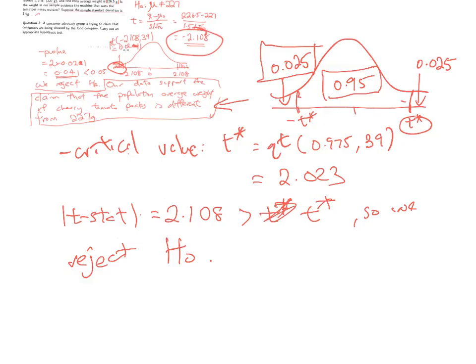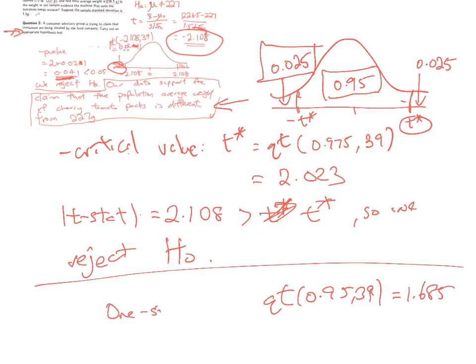Question number 2 is basically a one-sided test. How does that change? The only thing that changes with a one-sided test is that the p-value is no longer twice that. The critical value changes too: if it's a one-sided test, your critical value would now be qt of 0.95 with 39 degrees of freedom, which would have been a value of 1.685. So that's the slight difference with question number 2. That's this specific example. We'll have some practice questions for you to work on, and please take some time to go over those practice questions.